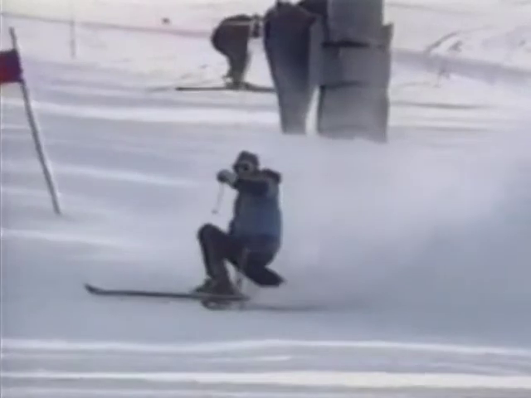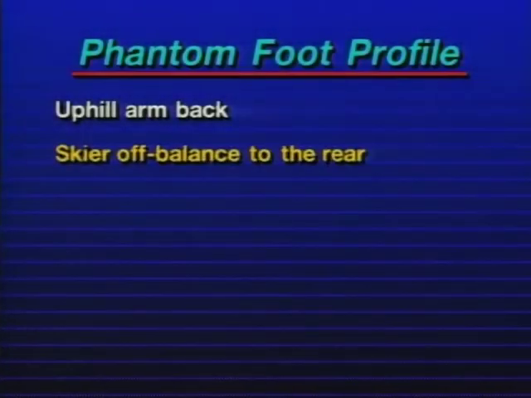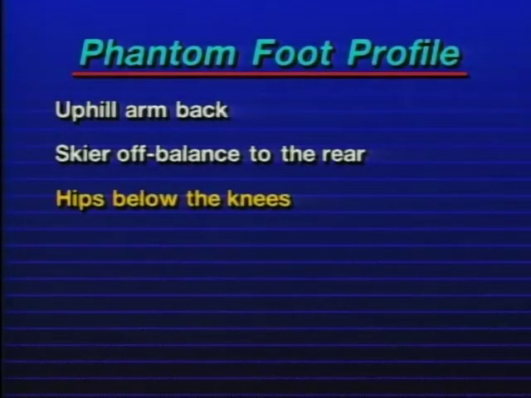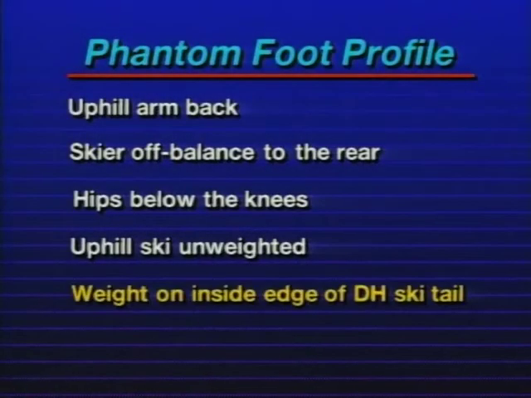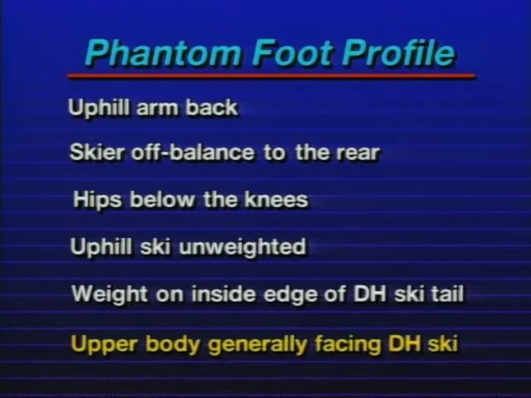Uphill arm back, skier off balance to the rear, hips below the knees, uphill ski unweighted, weight on the inside edge of the downhill ski tail, upper body generally facing downhill ski.